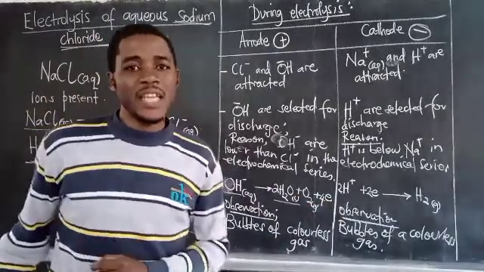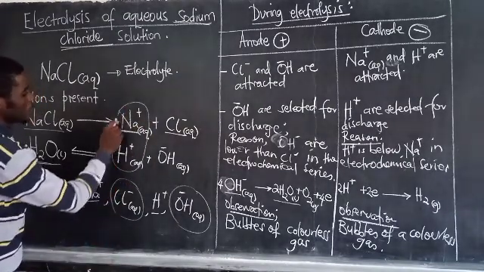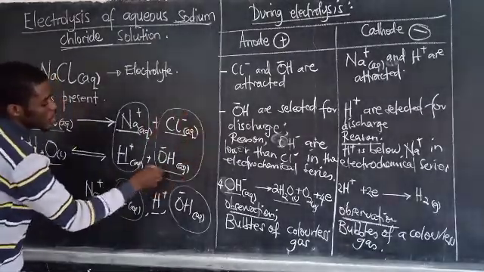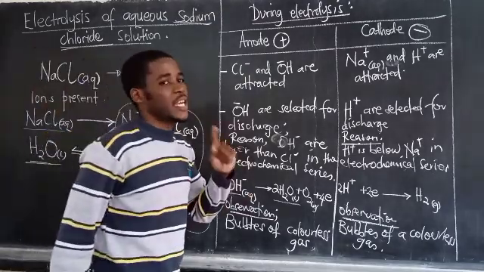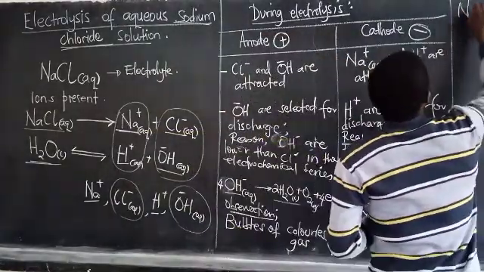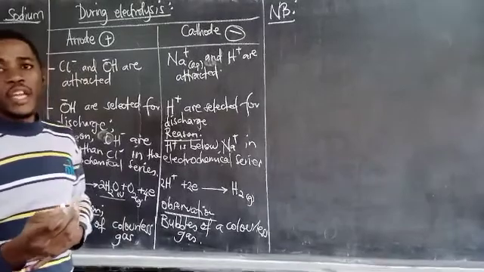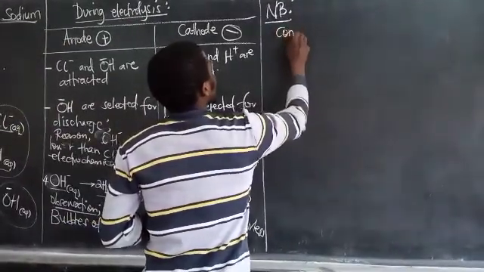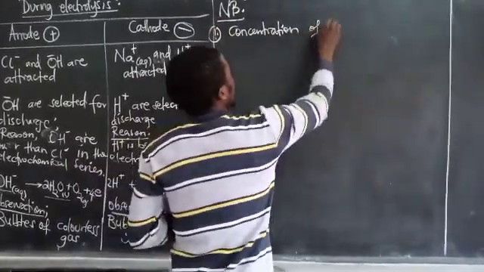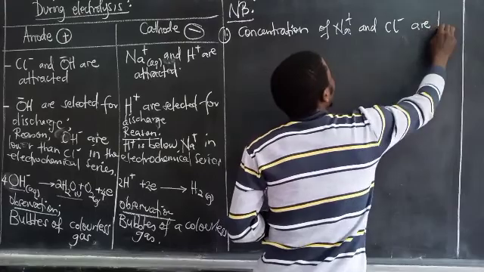There is something we have to consider: the concentration. What is the concentration of sodium ions when compared to the concentration of hydrogen ions? What is the concentration of chloride ions in relation to the hydroxide ions? We have to talk about concentration. And we shall see that basically, since sodium chloride is a strong electrolyte, the concentration, this is NB number 1, of Na+ and Cl- are basically high.